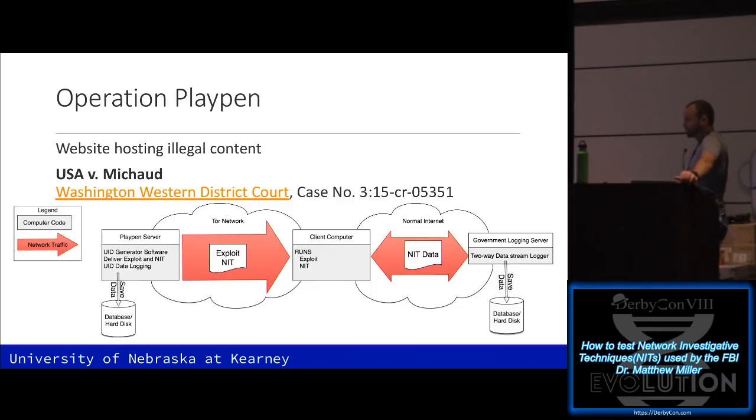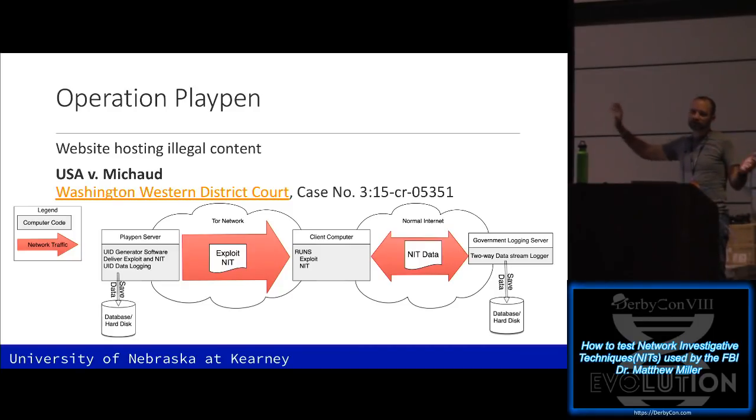So Operation Playpen, right? Playpen was a website. It was hosting illegal content. And again, that case that I talked about, USA versus Michaud. So this is my best guess as to how the network investigative technique worked by the FBI. And you can talk about a NIT as in one little tiny piece, this little piece of NIT code, or you could say the entire thing that they're doing is capturing data, and so that entire thing is a NIT, right?